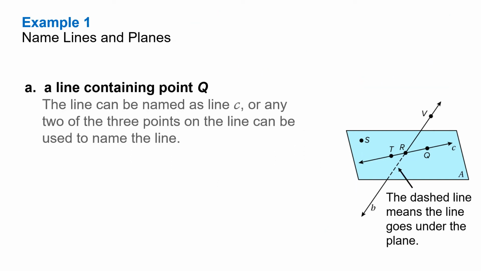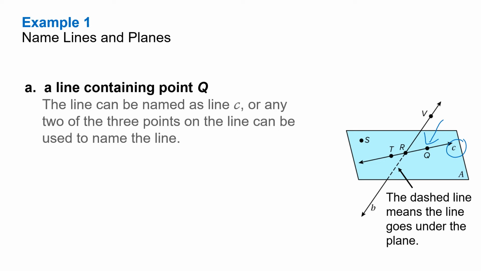A line containing point Q. Point Q is right here on this line. You'll notice the script letter off to the side is C. So we can name this line that contains point Q line C. But then you notice that we have other points on line C. We have Q, we have R, and we have T.